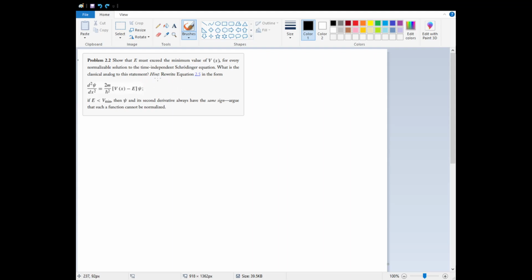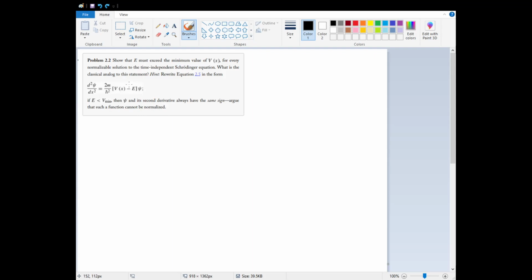And the hint is that we want to rewrite the time-independent equation, which is equation 2.5, in the following form. So from here, it says that if E is less than the minimum value of the potential, then psi and its second derivative always have the same sign. And from here, it wants us to argue that such a function cannot be normalized. And I'm not entirely sure why Griffiths classifies this as a one-star problem, because they have pretty much given us the answer in its hint.